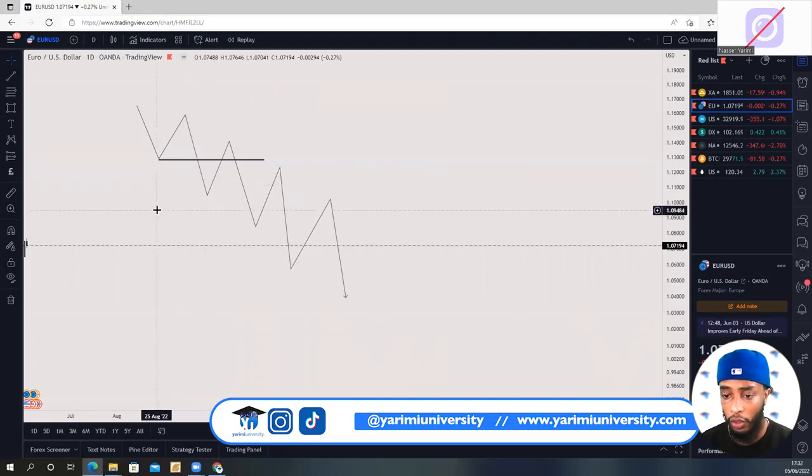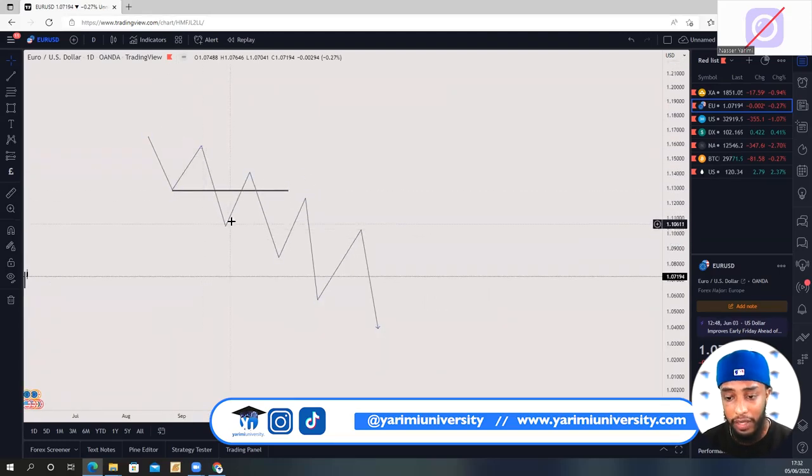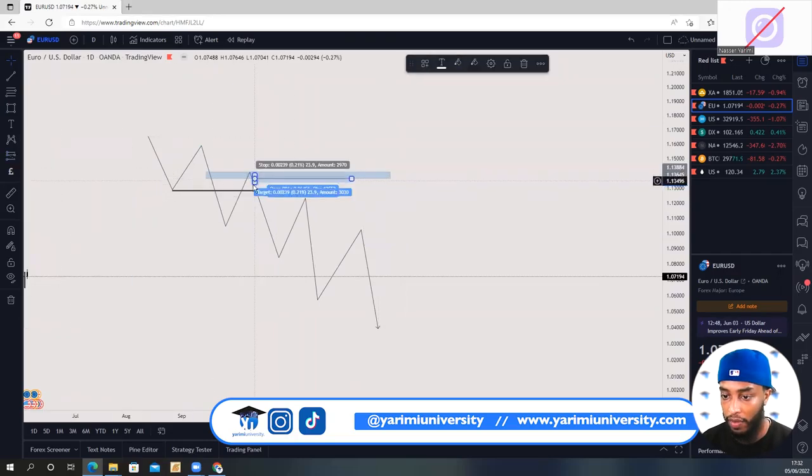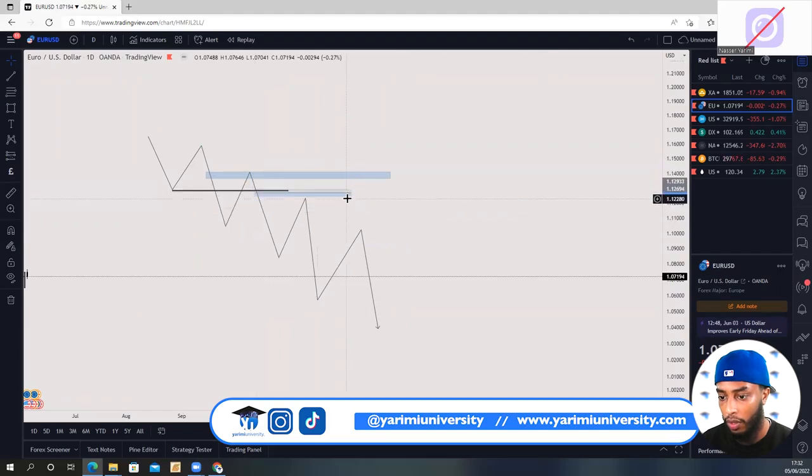In this scenario, we're simply waiting for a pullback. Once the pullback comes and we find our supply zone within this area, we're going to take the trade like we learned in the previous lesson, and we're going to target lower. Okay, what's going on here?